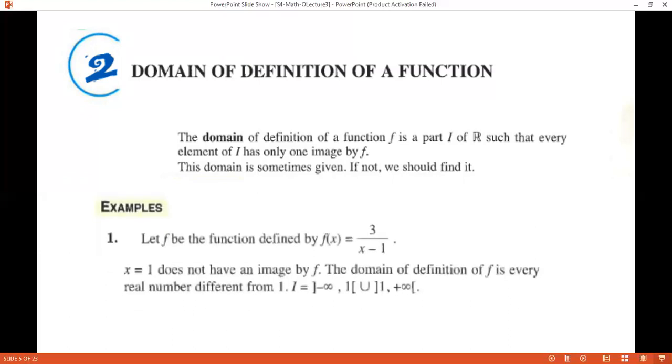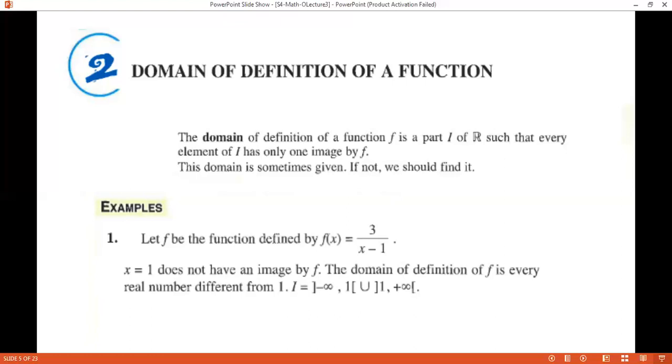First of all, suppose we have the function f of x equals 3 over x minus 1. I told you, f of x means y. Instead of y, we are going to call it f of x, the function of x. If it was, for example, 3 over t minus 1, then it's f of t. So f of the variable that we have.